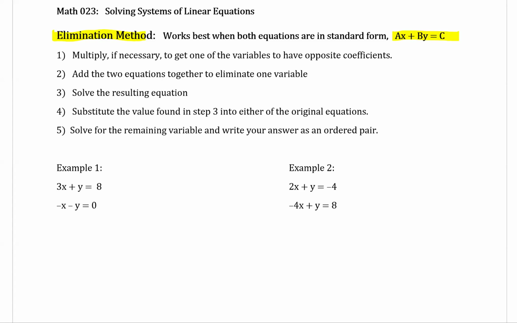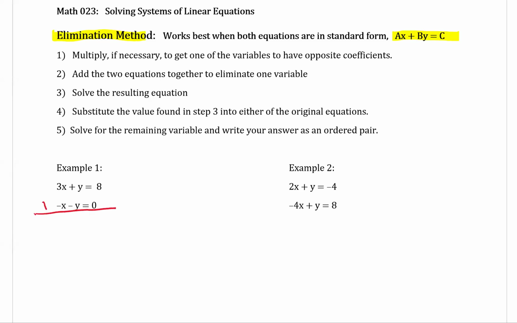So let's look at example 1. 3x plus y equals 8, negative x minus y equals 0. We already have the variable y with opposite coefficients. Step 2, add the two equations together to eliminate one variable.